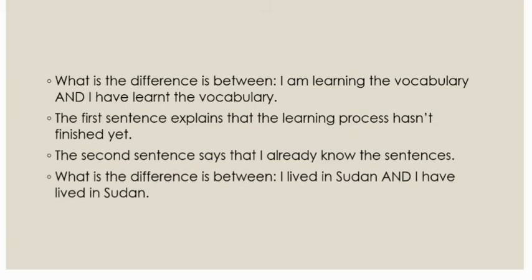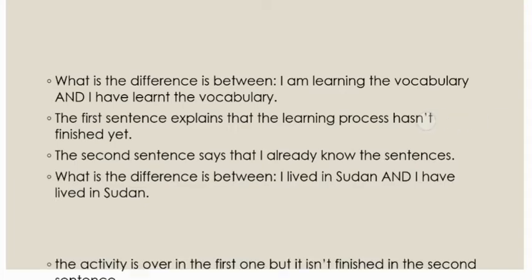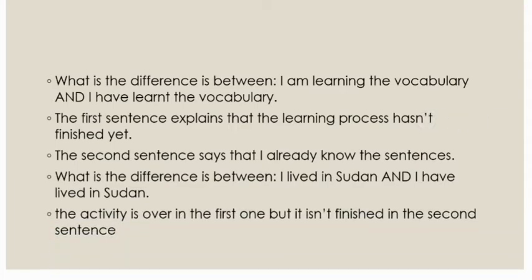What is the difference between this? I live in Sudan and I have lived in Sudan. The activity is over in the first one. I have lived in Sudan and I'm done and I'm somewhere else. In the second sentence, the activity isn't exactly finished. I have lived in Sudan. It could mean that you're still in Sudan. For example, I've lived in Sudan for 2 years. I'm still here and I'm still continuing to live here.